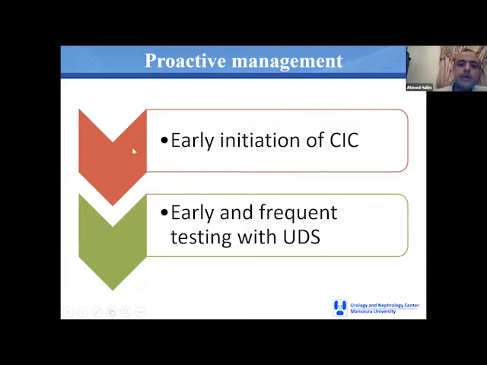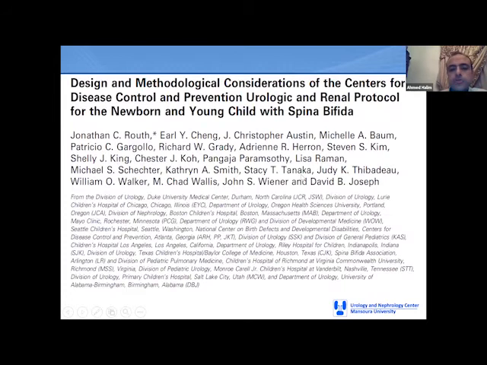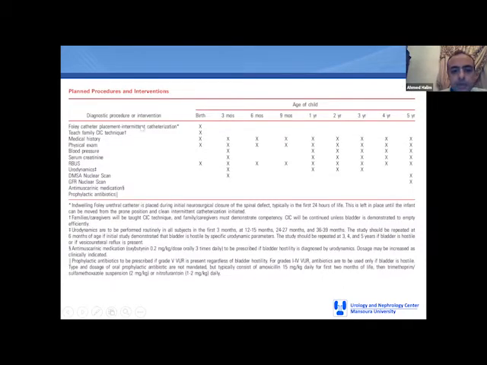This is a paper that was published by the Center for Disease Control National Spina Bifida Patient Registry. For those who are not aware of that collaboration, it's a collaboration among nine US centers with high volumes of patients with spina bifida. They try to standardize the care of patients with spina bifida in order to optimize the outcome, and they advocated the proactive approach to treat patients with spina bifida. And this is their suggested treatment strategy. They would place a Foley catheter first until the spinal defect is closed.